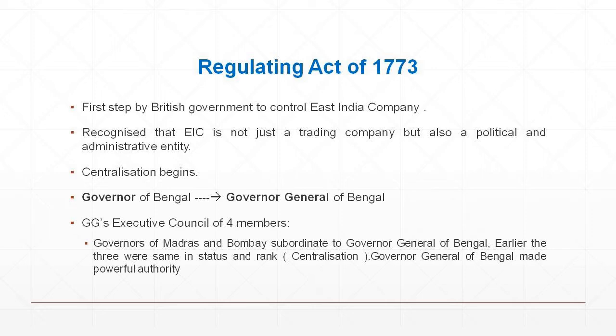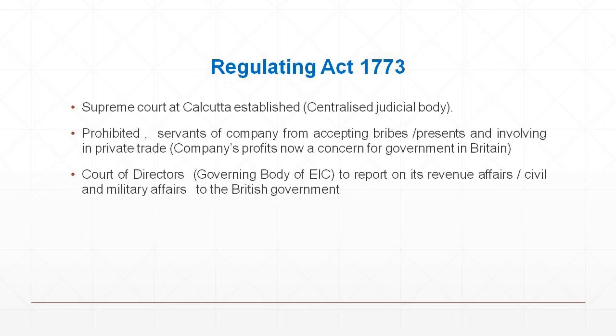The governors of Bombay and Madras presidencies were now subordinate to the Governor General of Bengal. Earlier, these three presidencies were independent of each other and could take independent decisions. So we can see a sense of uniformity coming in, with the Governor General of Bengal being the most superior person in British India. It provided for the establishment of a Supreme Court at Calcutta.